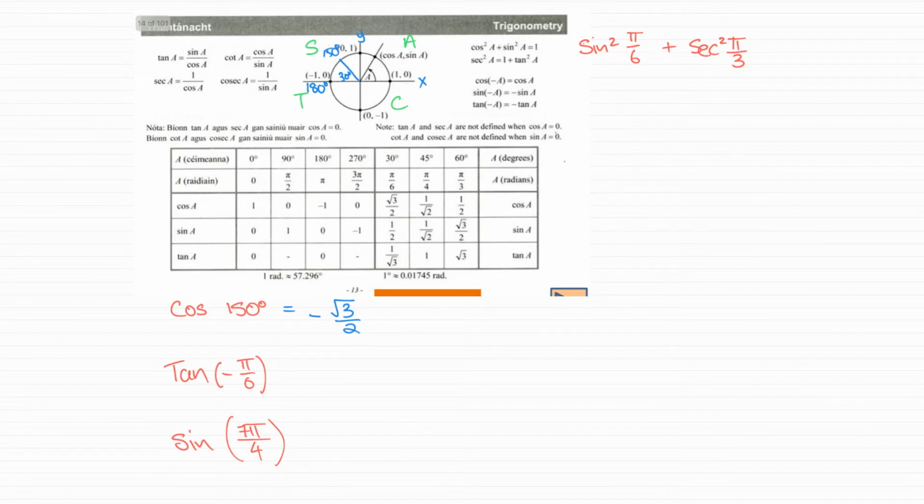Let's look at tan of minus pi over 6 now. Okay, so I'm going to clear my unit circle now. And I'm going to look at minus pi over 6. So because this is a minus pi, it means that I'm reading my angle in the clockwise direction. So I'm starting here at 1, 0, okay, or at 0 degrees. And I'm going to be reading it now in this clockwise direction. So I'm going to go pi over 6 that way.